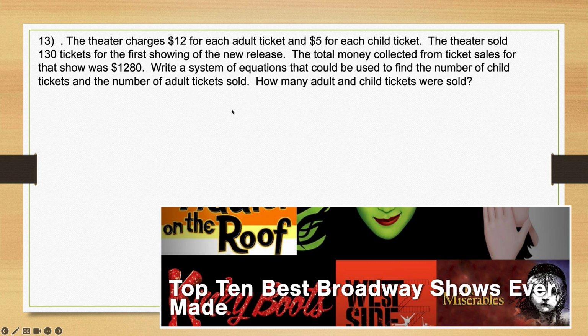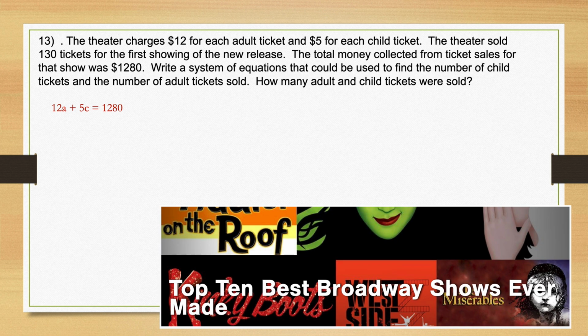$12 for every adult ticket, $5 for every child ticket. A little later on in the problem, it tells you that the total receipts that they took in was $1,280. Now, the sequel, this is the hard part. I think, having taught this question for a long time, virtually every student will get this. Now we get to the hard part. And that's why I recommended that you underline everything.